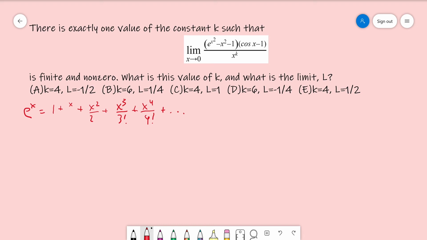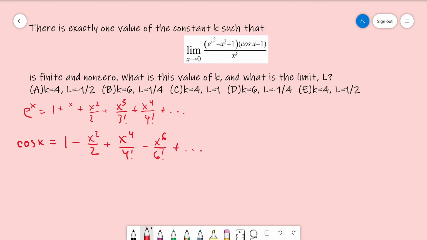Okay, and the Taylor series expansion for cosine is similar, but it's just the even terms and they alternate. So we're going to have even power terms: 1 minus x squared over 2 plus x to the 4th over 4 factorial minus x to the 6th over 6 factorial plus dot dot dot.